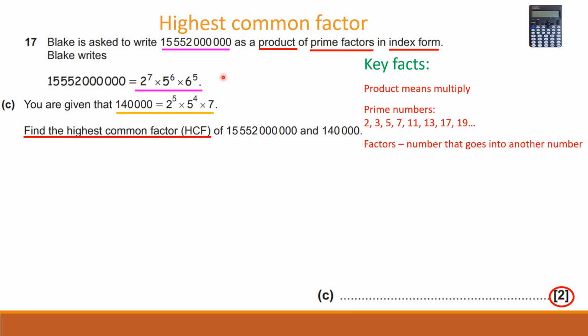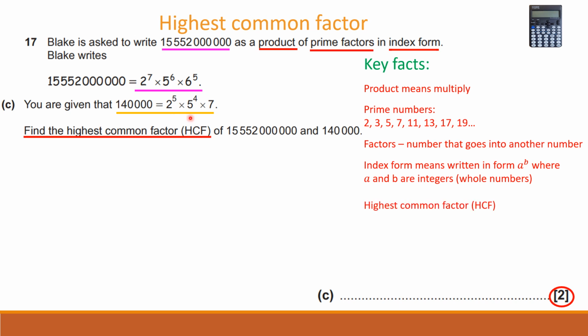Factors are numbers that go into another number. So prime factors are prime numbers that go into another number. Index form means written in the power of a to the power of b, like all these numbers here are 2 to the power of 5. These are all written in index form. Highest common factor is the largest number that goes into both numbers. So we've got to find the largest number that goes into both of these two numbers.